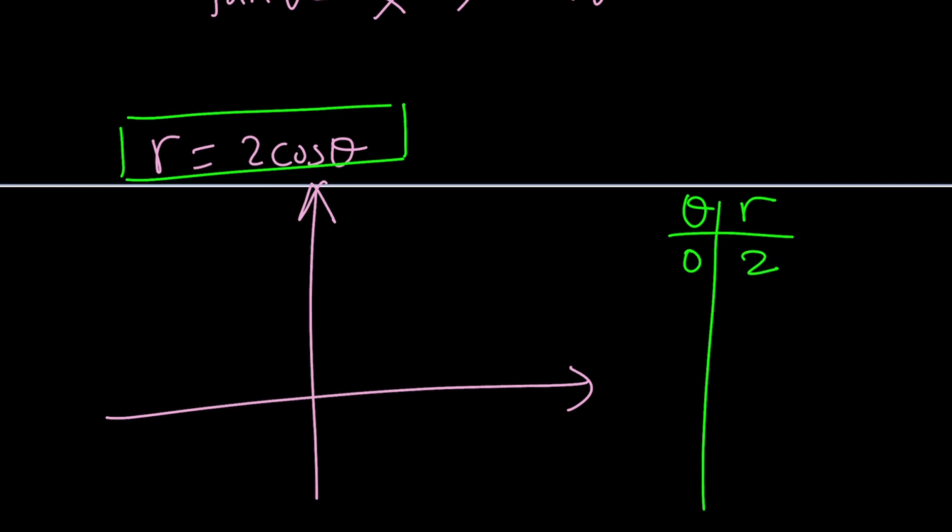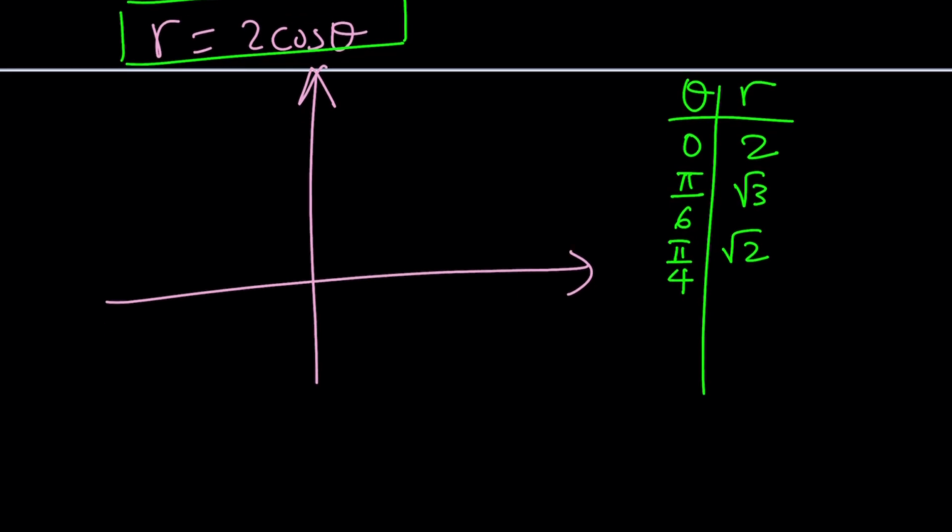Makes sense, right? Hopefully. If theta is pi over 6, which is 30 degrees, then r would be 2 cosine 30, which would be root 3. And if this is pi over 4, then that would be 2 times root 2 over 2, which gives us root 2. Notice that the values are decreasing. As you go to higher values like pi over 3, this would be 1. And then finally, maybe we can skip some values and go to pi over 2. It'll be 0. So let's try to visualize this a little bit.